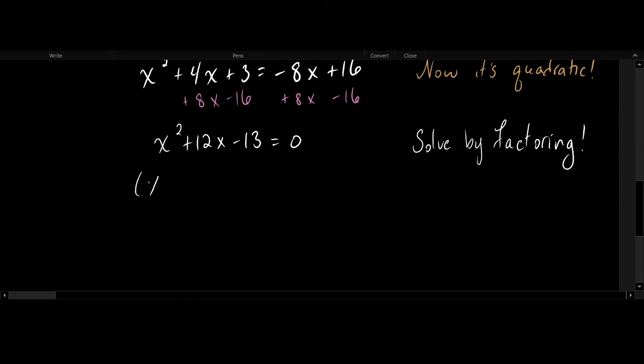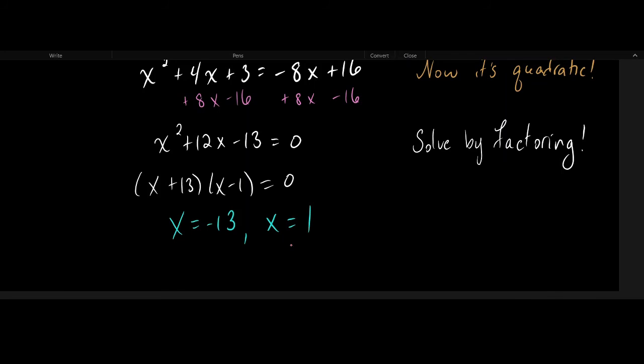This splits as (x+13)(x-1) = 0. And let's confirm, positive 13 and negative 1, the product of that is negative 13, and the sum of those two numbers is positive 12. So that leads me to the two solutions, x equals negative 13 and x equals positive 1. Now I have a question for you. Is this my final answer?